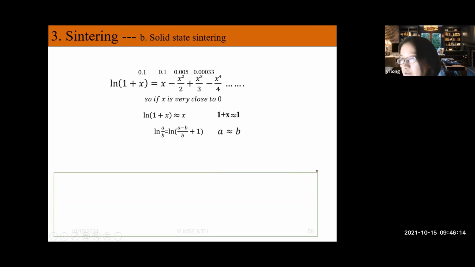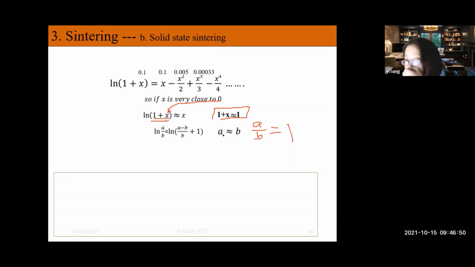Since we already said, if x is very close to 0, then 1 plus x is very close to 1, right? And also if a is very close to b, which means a over b is again very close to what? Can you type? If a is very close to b, a over b is very close to what? Yes, it's very close to 1.